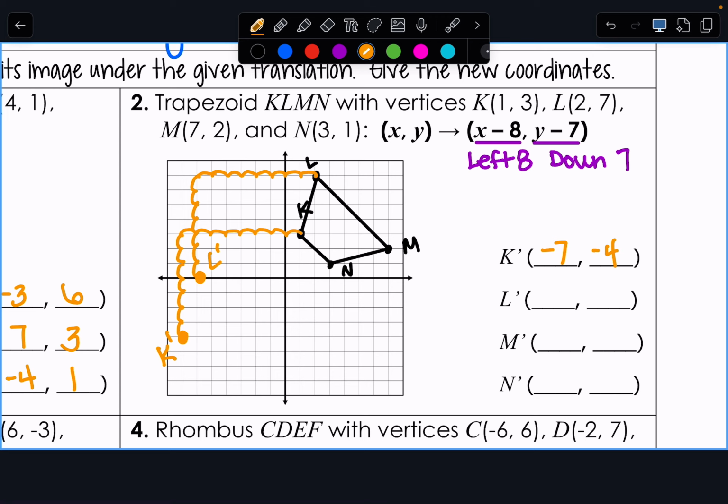How do I name the L coordinate? It's on the x-axis. What little number is right here? So -6, 0, because it didn't go up or down any. Okay?